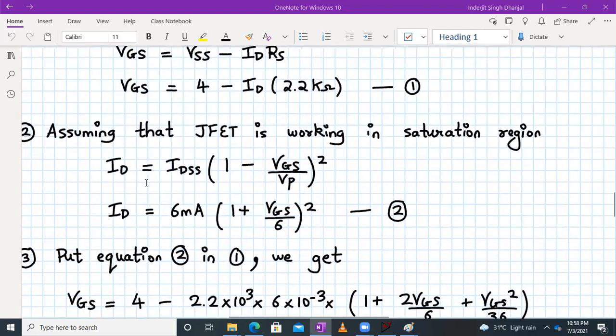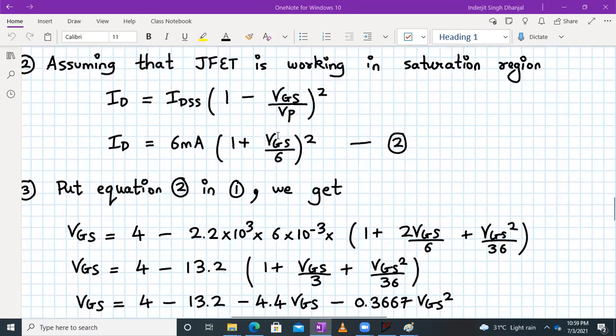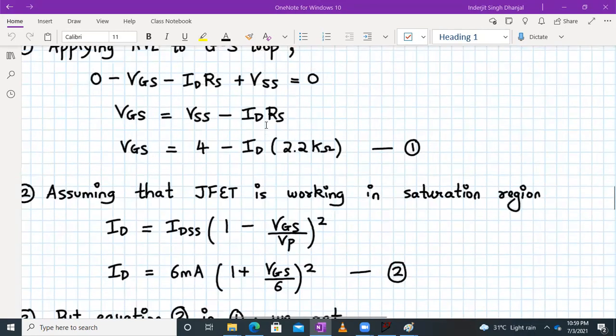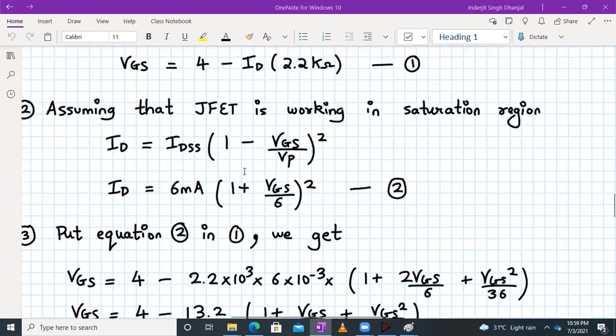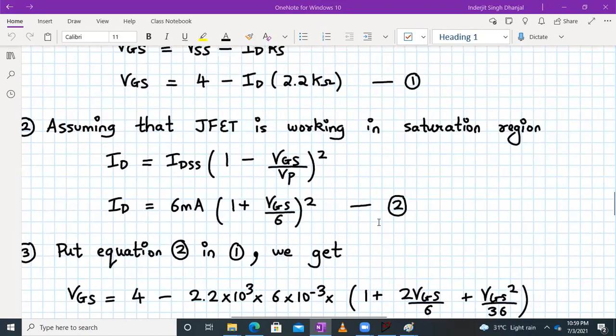Now next we assume that the JFET is working in the saturation region. So ID will be equal to IDSS into 1 minus VGS upon VP the whole square. ID will be equal to 6 milliamperes, and VP value is minus 6. So it will become 1 plus VGS upon 6 the whole square. So we get equation number 2.